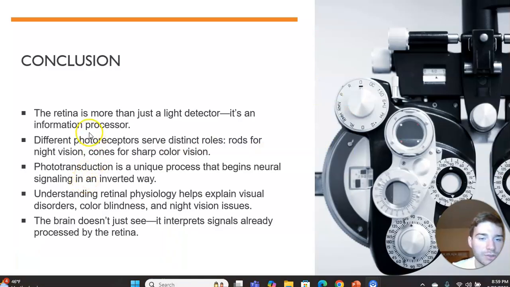So to conclude, the retina is more than a light detector. It's an information processor. Different photoreceptors serve distinct roles. Rods are for night vision, cones are for sharp color vision. Phototransduction is a unique process that begins neural signaling in an inverted way. Understanding retinal physiology helps explain visual disorders, color blindness, and night vision issues. The brain doesn't just see, it interprets signals already processed by the retina, which is what I mentioned. It's more than just a light detector. The retina interprets a signal first, and then it goes to the brain where it can actually be translated into an image.